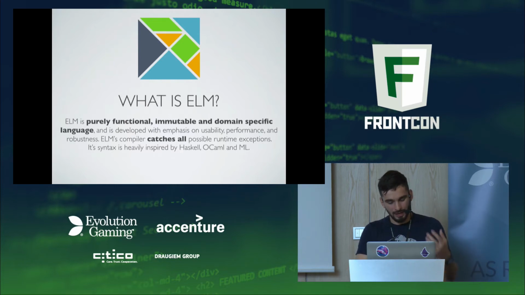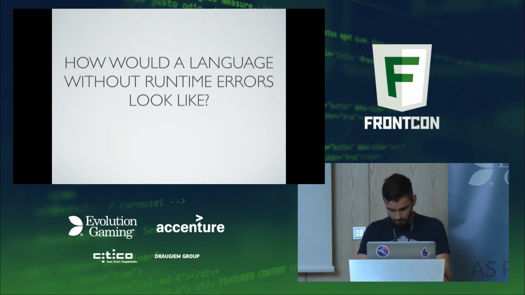So, and the main selling point of Elm is actually that it catches all possible runtime exceptions. And its syntax is really inspired by Haskell, OCaml, and ML. So to begin, I'd like to ask a simple question. So how would a language without runtime errors look like?